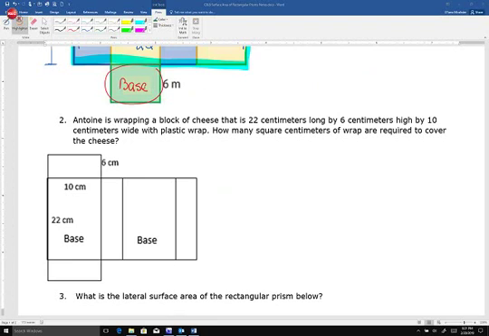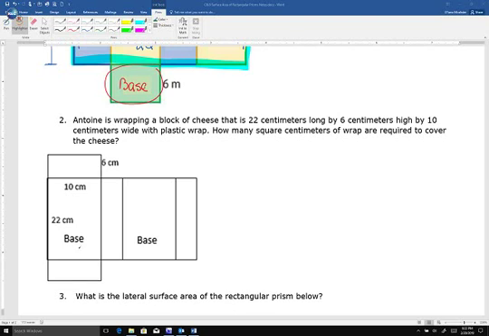Let's take a look at number 2. Antoine is wrapping a block of cheese that is 22 centimeters long by 6 centimeters high by 10 centimeters wide with plastic wrap. How many square centimeters of wrap are required to cover the cheese?